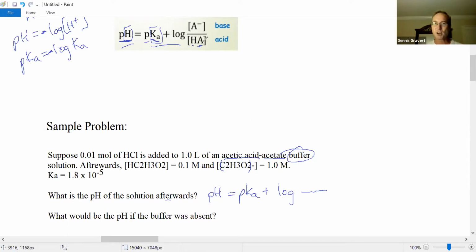So that's just a generic way of indicating the base and the acid. Anyways, that's what it is. Look at the equation, realize, oh yeah, my H plus is the acid, it's on the bottom. Here's my H plus, and it's 0.1. The base, the A minus, is 1.0. Cool. What's my pK? Well, the Ka is this.